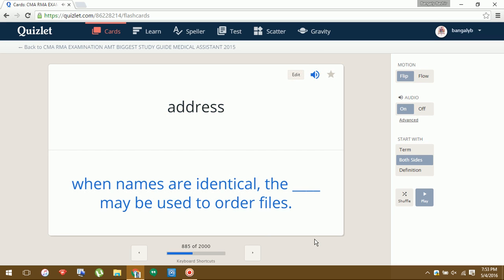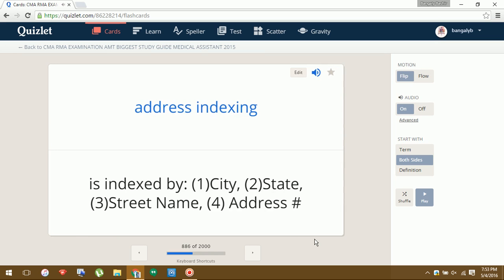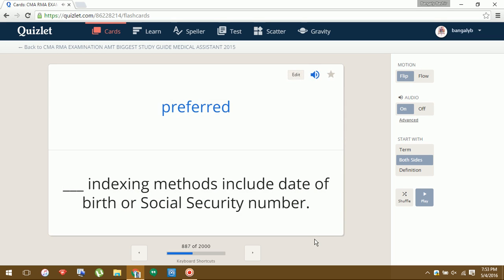Address. When names are identical, the address may be used to order files. Address indexing is indexed by city, state, street name, address. Preferred alternative indexing methods include date of birth or social security number.